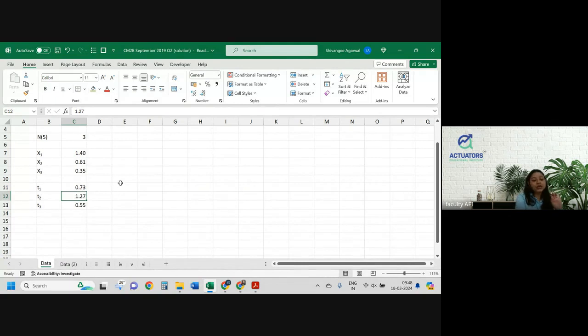So, 1.27 is the time interval between the first claim and the second claim. So the exact time at which you get the second claim is the addition of these two. And similarly this is also the addition of these two. So this is the exact time. The first claim came at 0.73, the second claim came at 2, and the third claim came at 2 plus 0.55, which is 2.55. That's how you get the claim times of the claims.